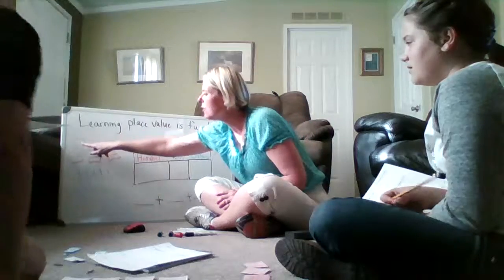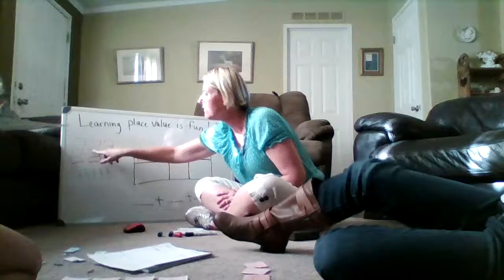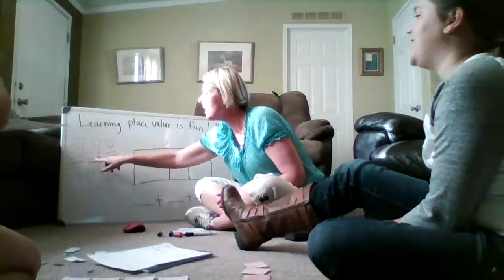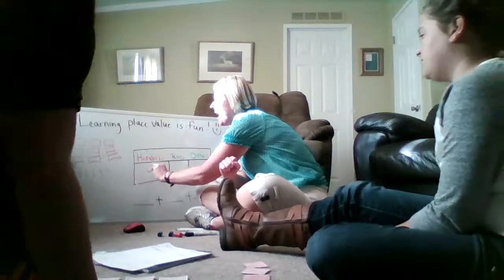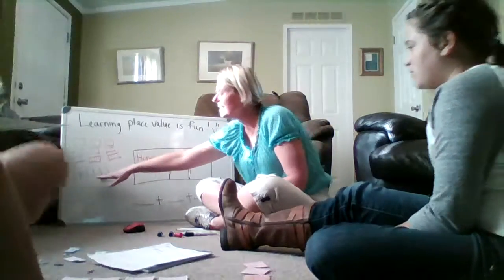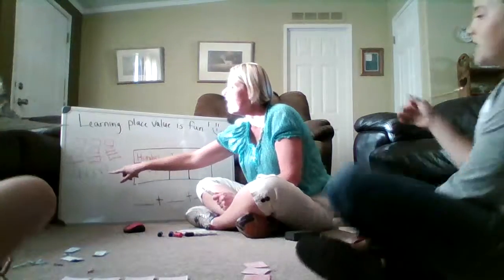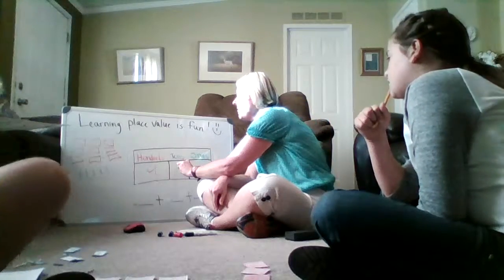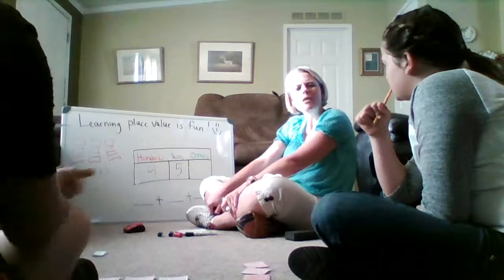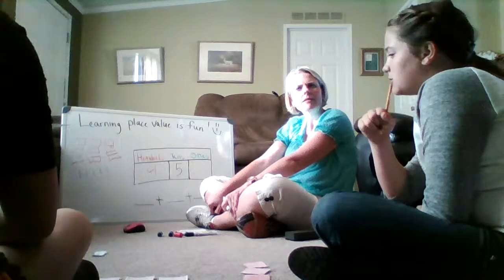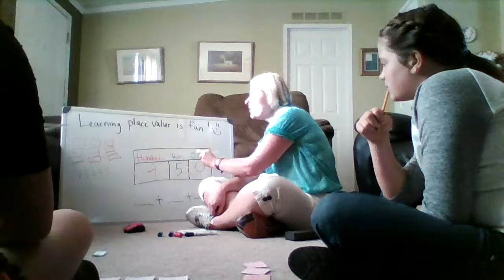Let's count how many hundreds we have. 1, 2, 3, 4, 5, 6, 7, 8, 9. So we have how many hundreds? 9. Okay, how many tens did we have? 1, 2, 3, 4, 5. 5 tens. But we don't have any ones. What do we have to do if we have no ones? Put a 0. Very good. We learned about that yesterday, didn't we?